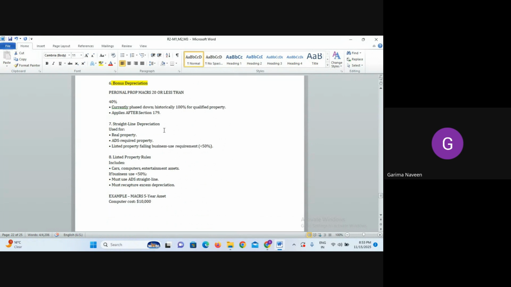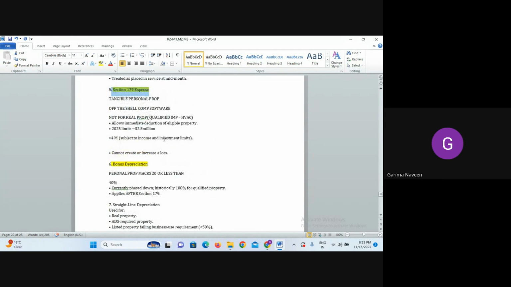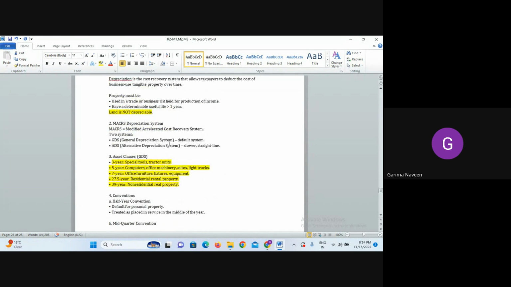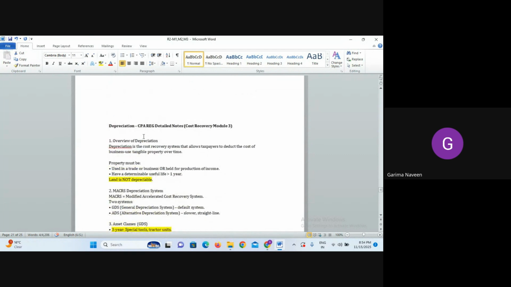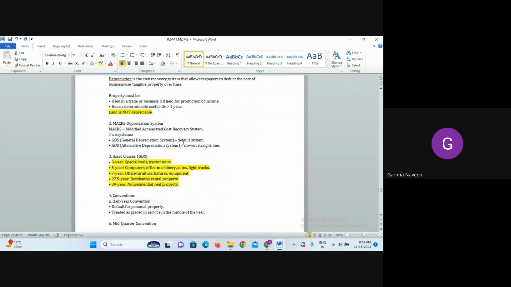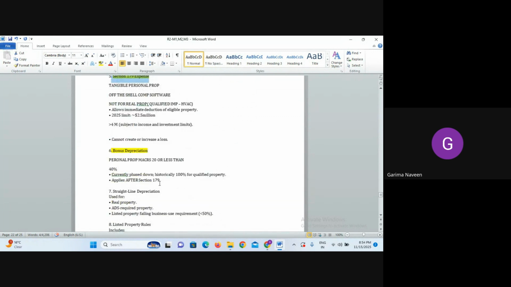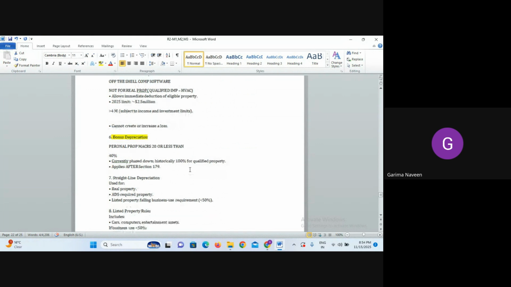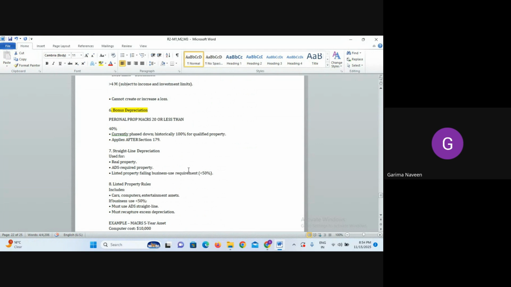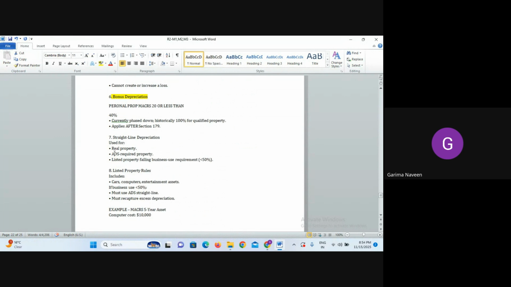Is it clear? Yes. Okay. Then after 179 and bonus, you have your maker's depreciation. Maker's depreciation, you can deduct up to the life which is applicable, but these two expenses you can only claim for the first year. If you are using the ADS system, then you can use the straight line depreciation for the real property or ADS property.